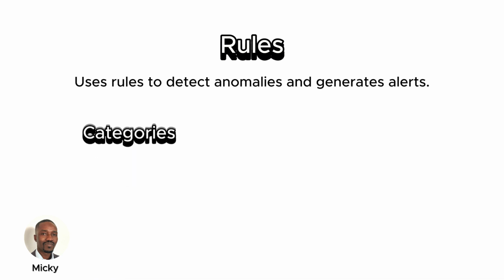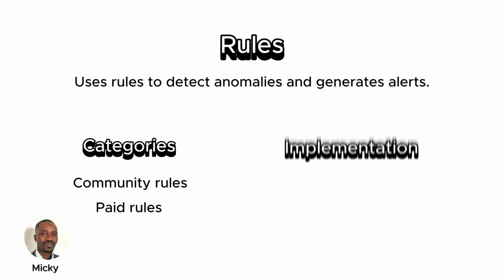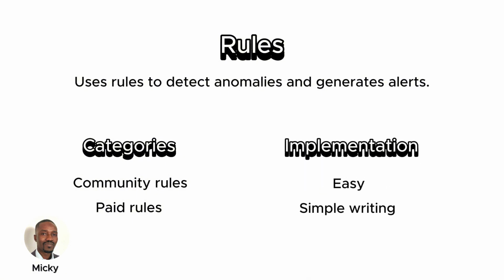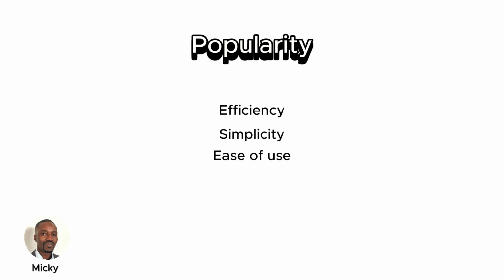Snort rules are divided into 2 categories: free community rules and paid rules. Snort rules are easy to implement and custom rules are simple to write. Because of its efficiency, simplicity, and ease of use, Snort is one of the most used tools with over 5 million downloads and 600,000 registered users.